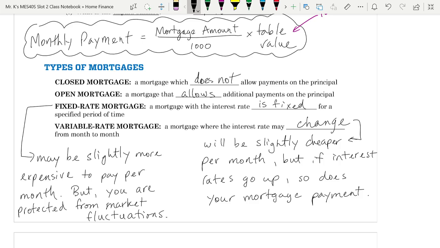And interest rates are no different, right? The bank sells you a loan, sells you a mortgage. 10 years from now, that same mortgage will cost you more money. That's inflation.